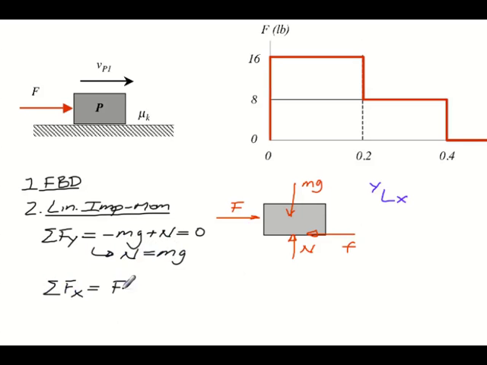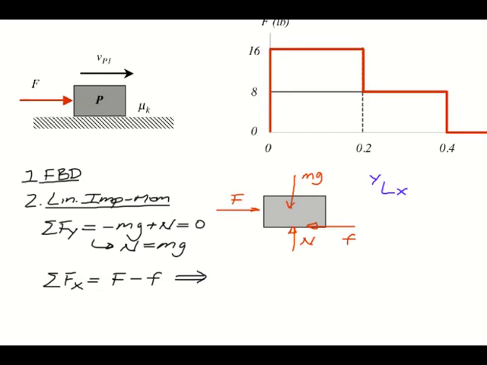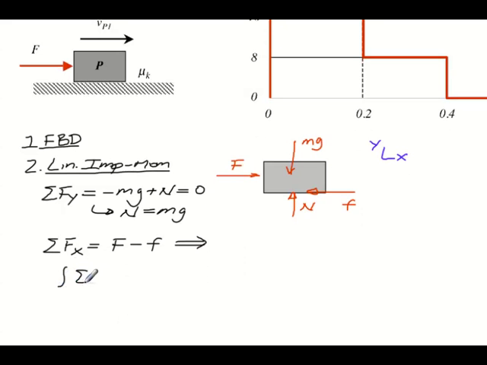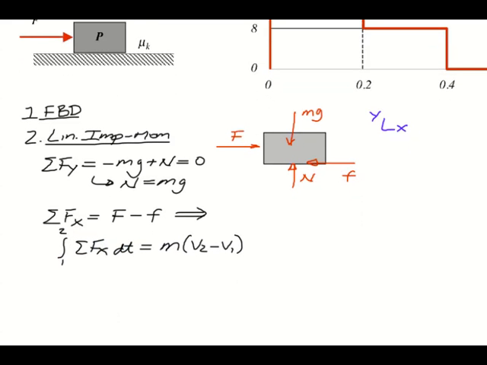We've got the applied force F, positive, and the friction force with a negative because it's acting to the left. What the impulse momentum equation says is that if we integrate the resultant force in X in time, that's equal to mass times the change in velocity for that block between 1 and 2. So we have the integral of F dt, that's our first term, then we subtract away the integration of friction, which is mu N, and therefore mu mg dt. And the right hand side again is the change in momentum.